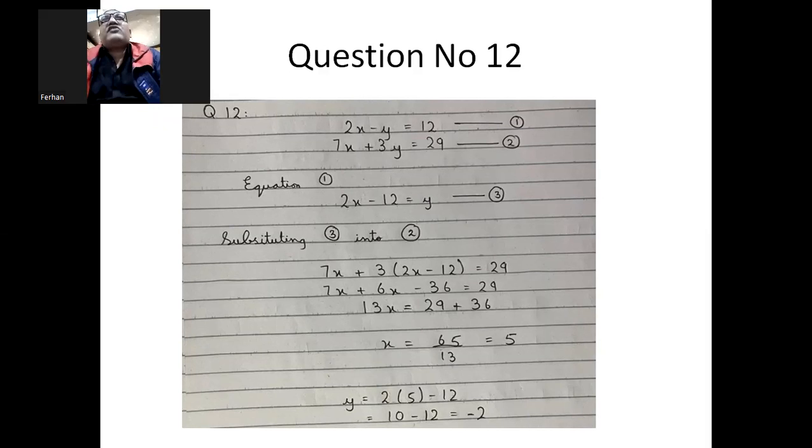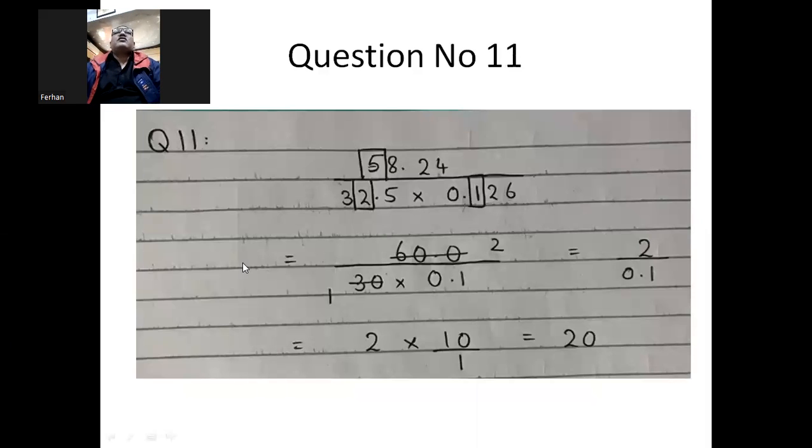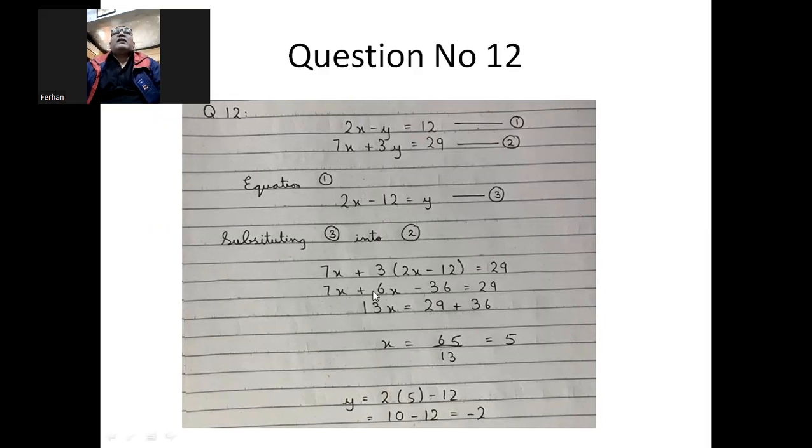In the second equation, you will have 7x plus 3 bracket, and in the place of y, I will put 2x minus 12, equals 29. So you will have 7x plus 6x minus 36 is 29. Take this minus 36 to the other side. So you will have 13x equals 29 plus 36. So x will be equal to 65 divided by 13. So x will be equal to 5.